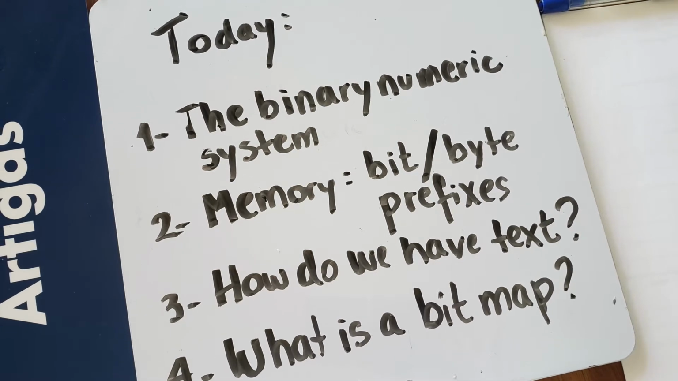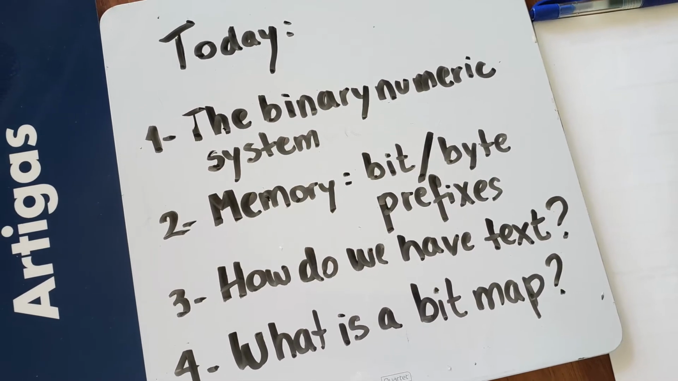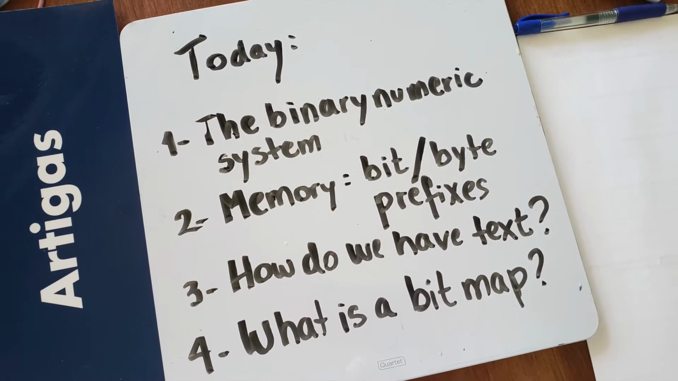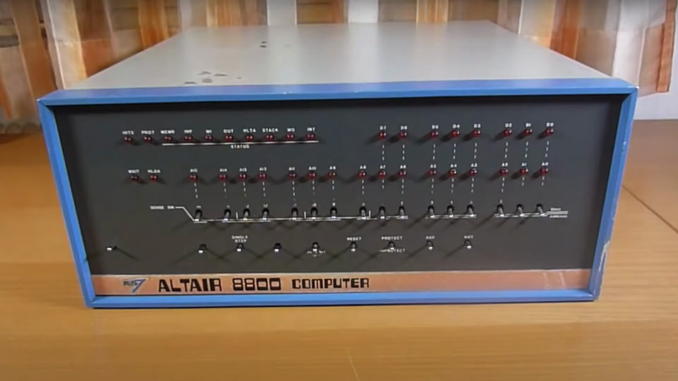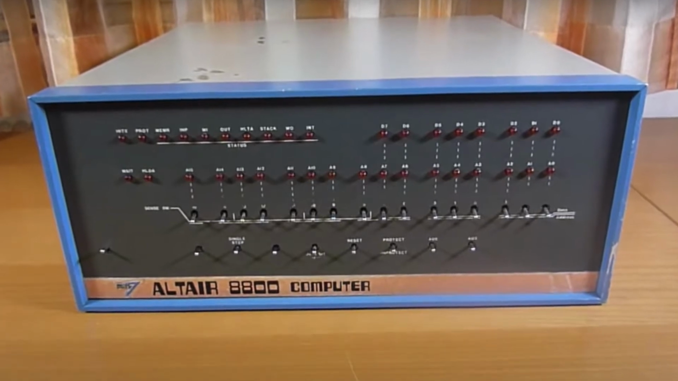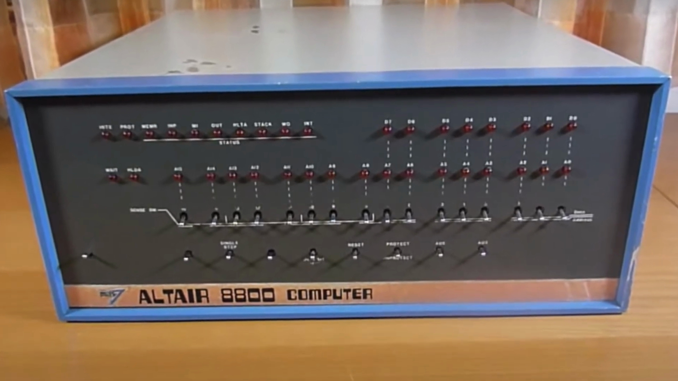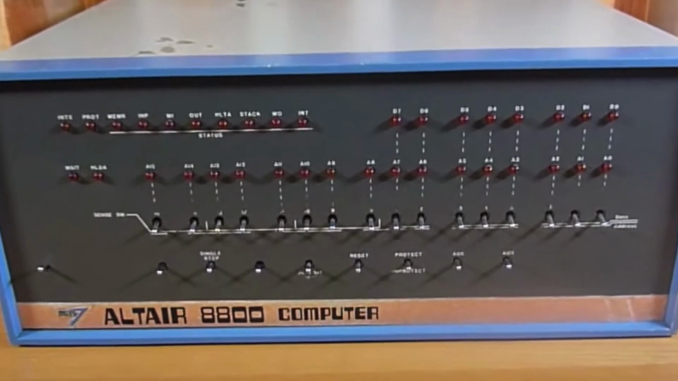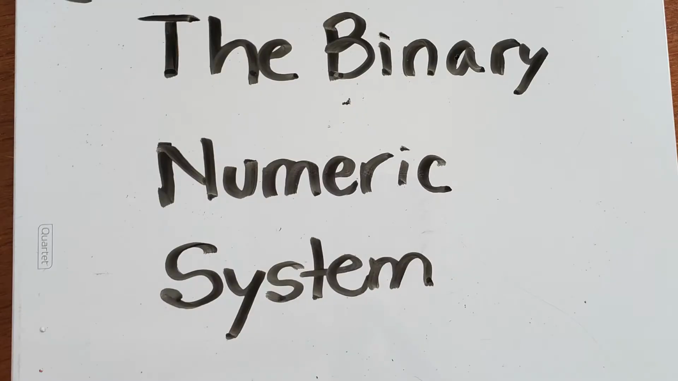So you saw the Altair computer is coded by flipping switches. For that reason, we're going to discuss the binary numeric system, and that will help us understand other concepts such as how memory is measured and how characters are represented. Later on, I will explain to you how pictures appear in computers.